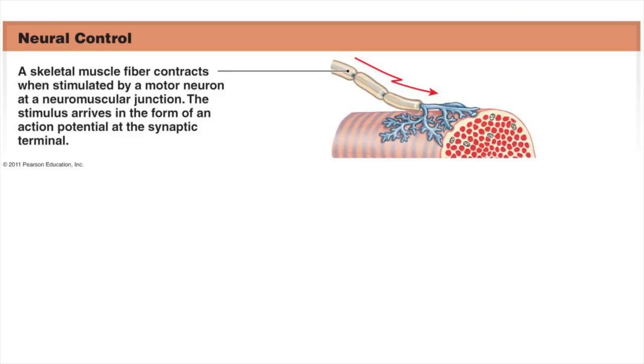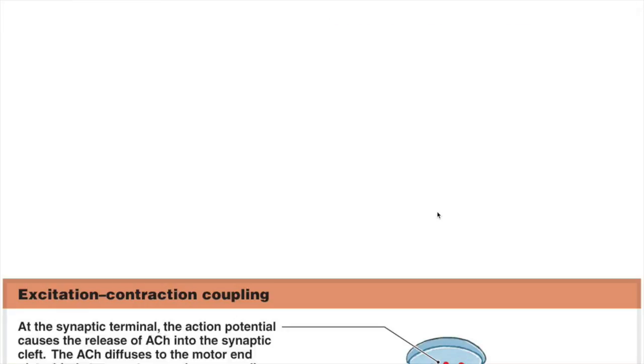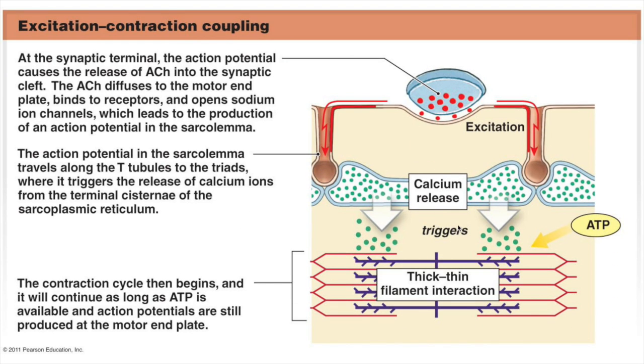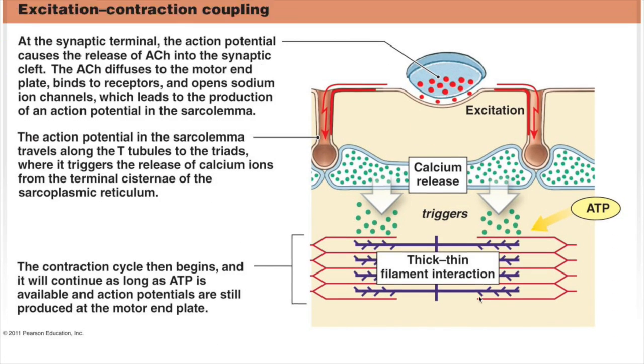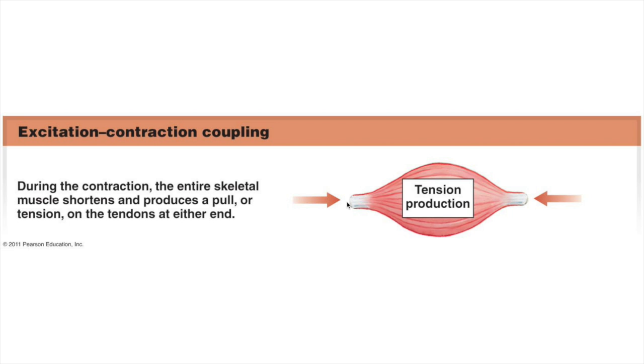So this is an overview of the steps. The first step is neural control. We have to have the action potential coming from the neuron. Then excitation-contraction coupling happens where calcium is released. And then we have the contraction cycle, the myosin heads pivoting, and that's what leads to the contraction of the muscle. And that's what produces tension.